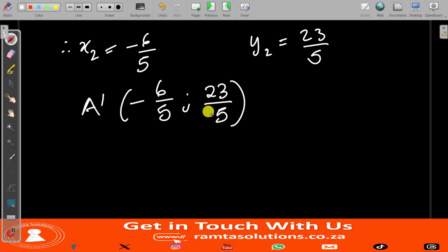Okay, so with this one, I don't like the graph, but you can do the very same thing that you've been doing all along. Okay, and this, guys, is how you perform a reflection transformation.